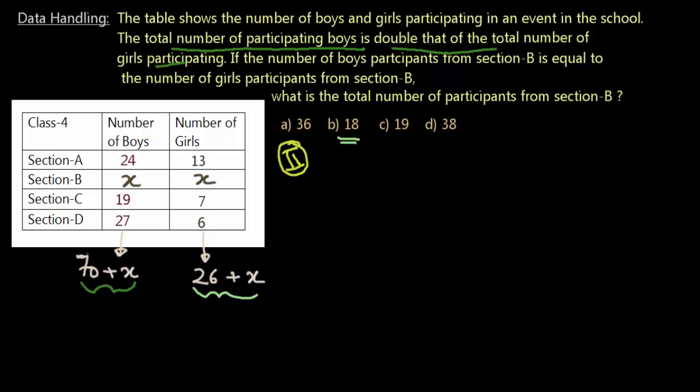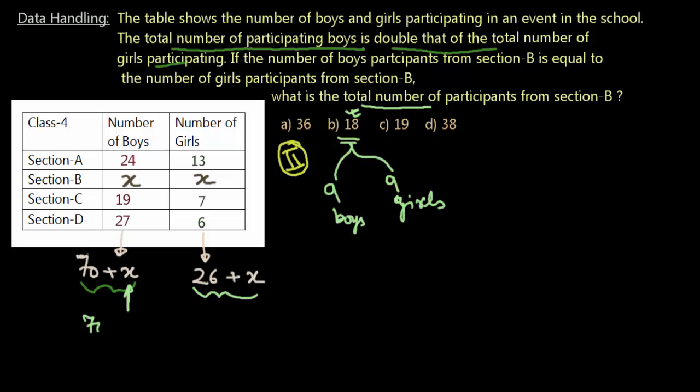As it is said, what is the total number of participants from section B? If we take 18 as the answer, then the total number of boys will become 9 and the total number of girls will also become 9. So from section B, we have got 9 boys and 9 girls, totaling to the total number of participants, which is 18.